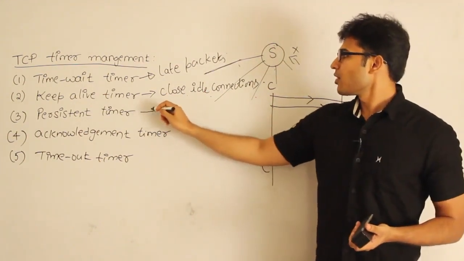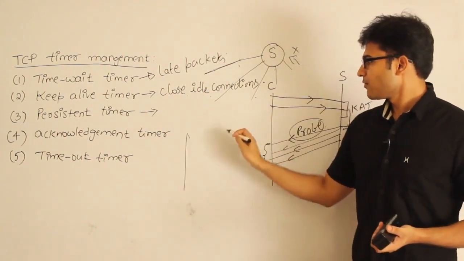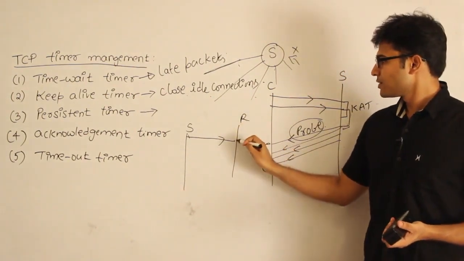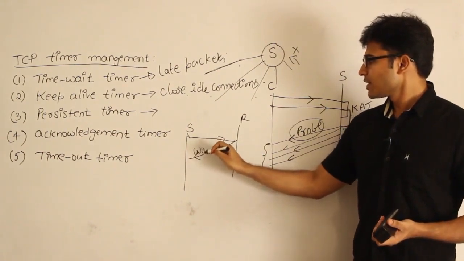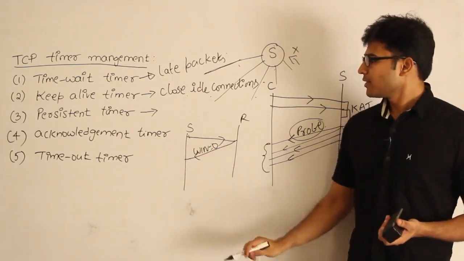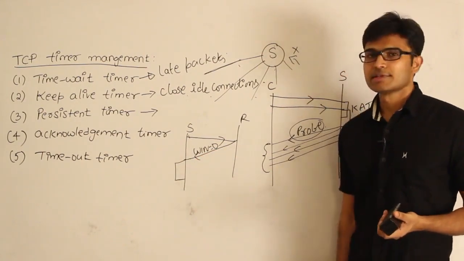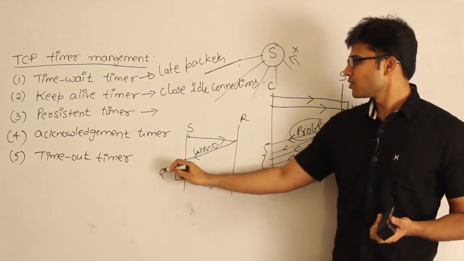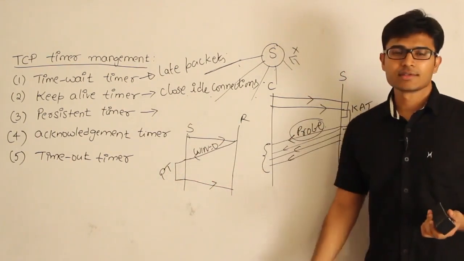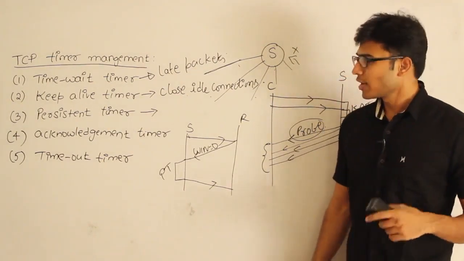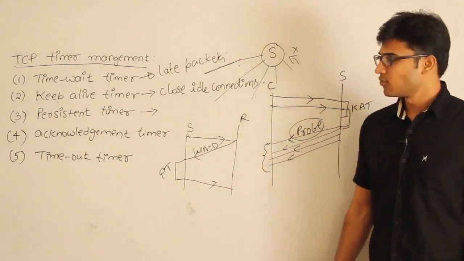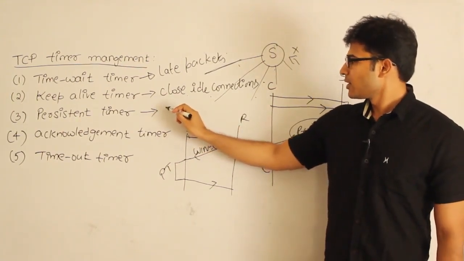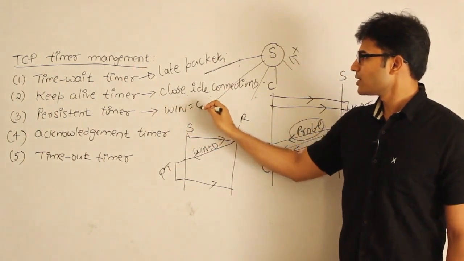And the persistent timer, we have already seen it. Why is the persistent timer used? Whenever the receiver advertises that its window size is 0, then the sender should periodically probe, asking what its capacity is. For that periodic probing, we use the persistent timer. I discussed this in detail in the flow control and advertisement window topic. So this is used whenever a window size of 0 is advertised.